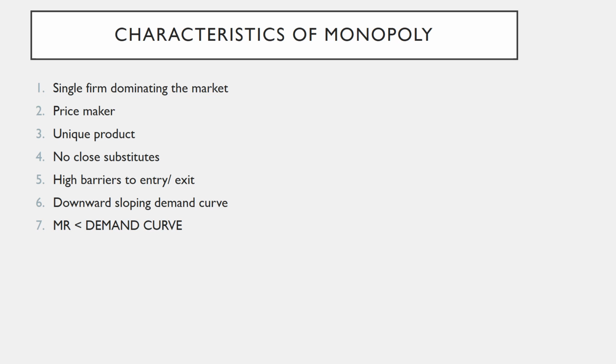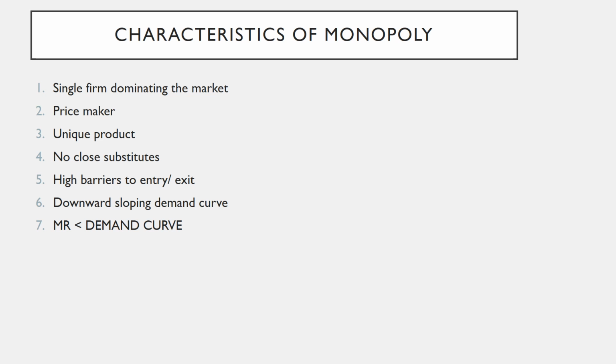The second one is price maker. So unlike perfect competition, you are not a price taker, you are a price setter. Third one is unique product. So definitely your product is differentiated. It's different from other firms. This is the reason that you are a price setter. If you had so many substitutes or your product was homogeneous, then you could never have profits like a monopoly. And there are no perfect substitutes for a monopolist firm.